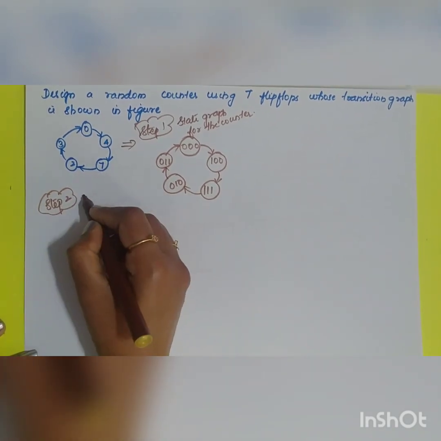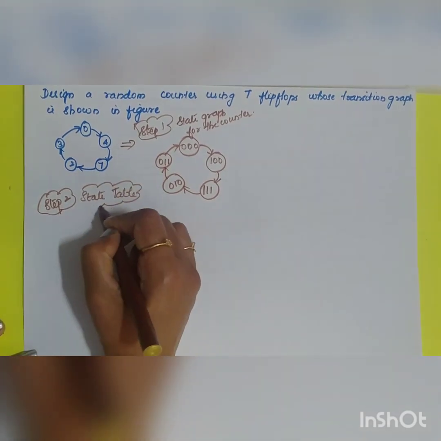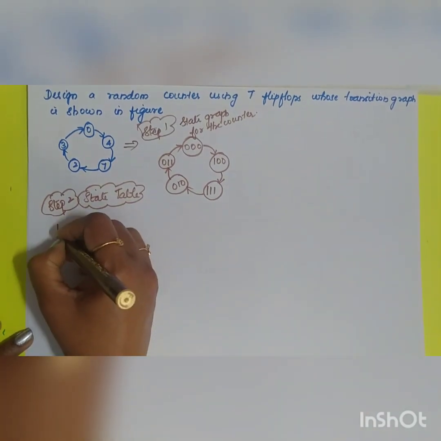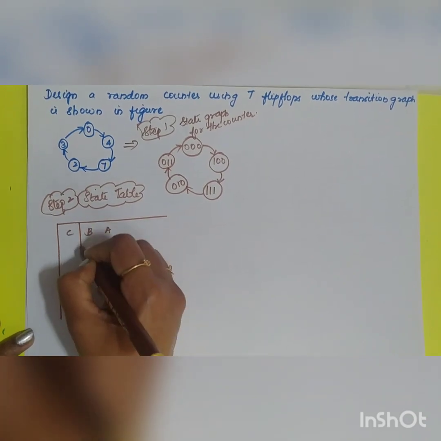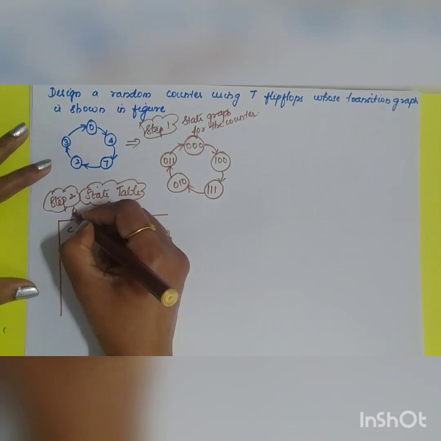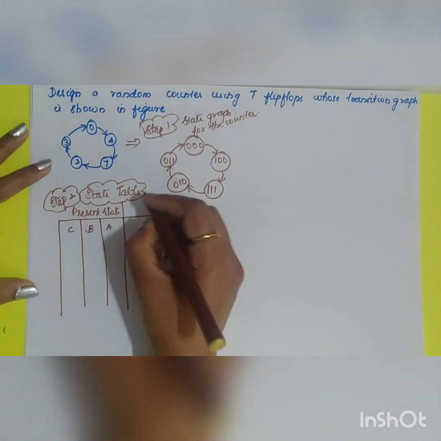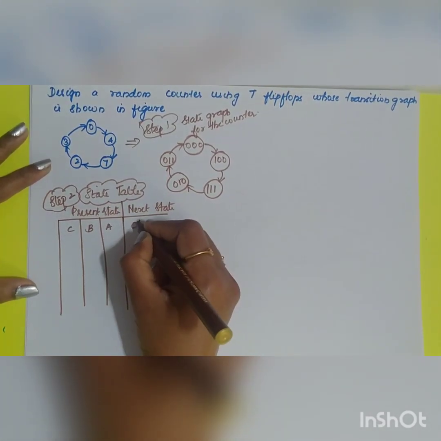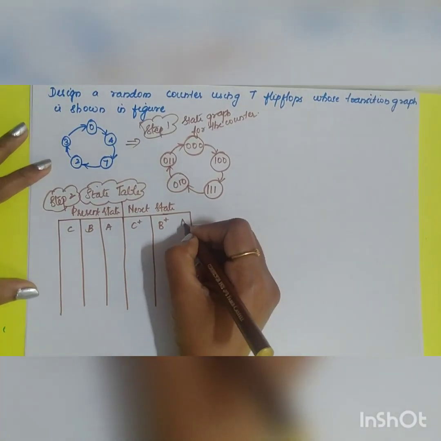Just draw your state table. So what is meant by state table? State table consists of your present state and your next state. If I take the present state as A, B, C, this will be your present state. Now, what is the next state? Let me take it as C plus, B plus, A plus.